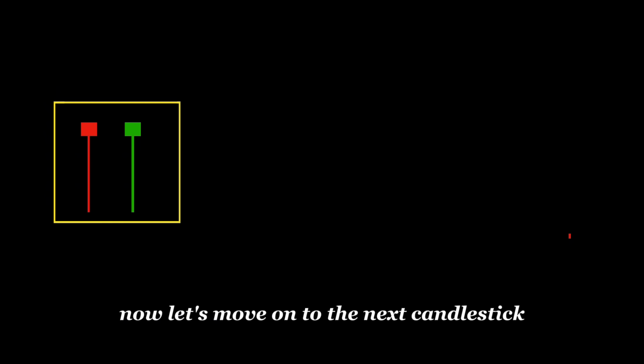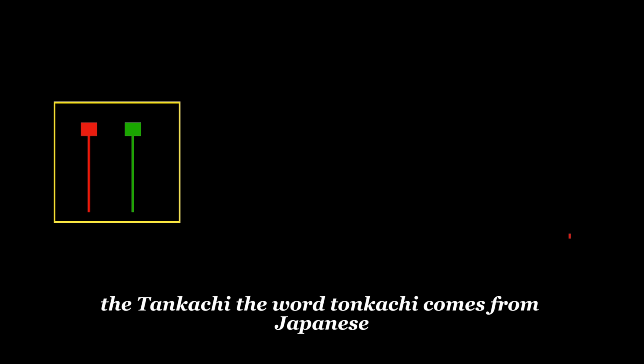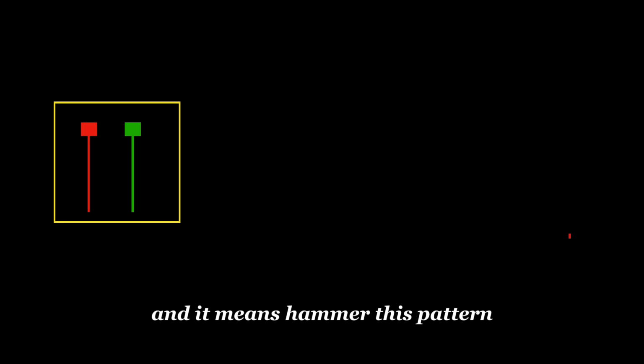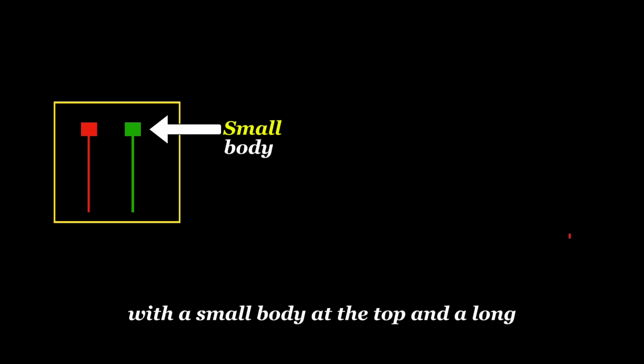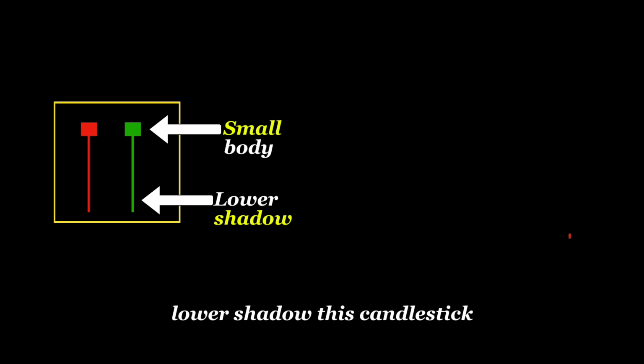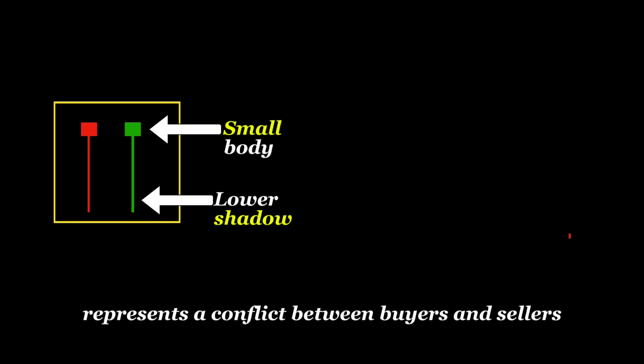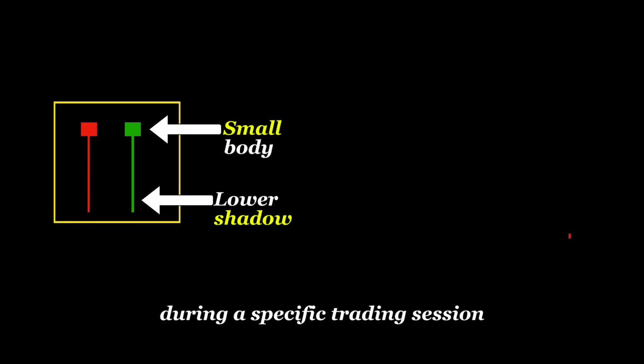Now let's move on to the next candlestick, the tonkachi. The word tonkachi comes from Japanese, and it means hammer. This pattern gets its name because the candle looks like a hammer, with a small body at the top and a long lower shadow. This candlestick represents a conflict between buyers and sellers during a specific trading session.